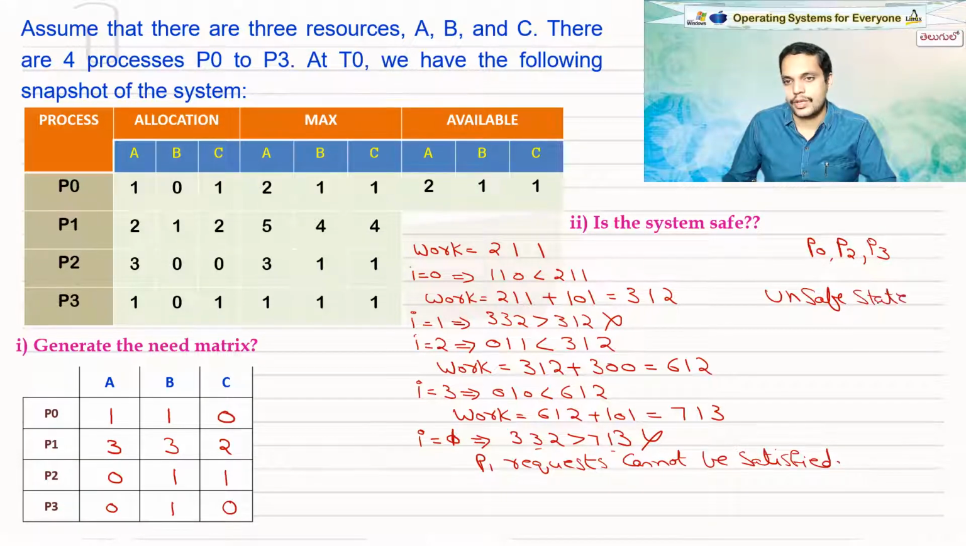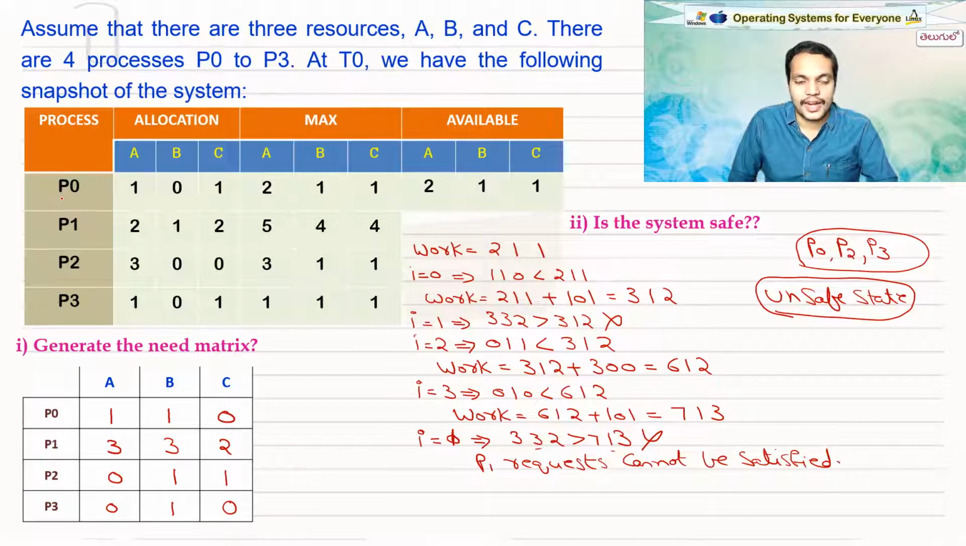Unsafe state simply because I cannot find a safe sequence. A safe sequence has to be one where I should be able to successfully satisfy each one of the process requests in any order. It doesn't matter, it doesn't need to be in one particular order. If I'm able to satisfy the requests of the processes, then I can say that there is a safe sequence. But here in this example, I cannot find a safe sequence, so I said that this system is in an unsafe state. Okay, so let me move on to another example.